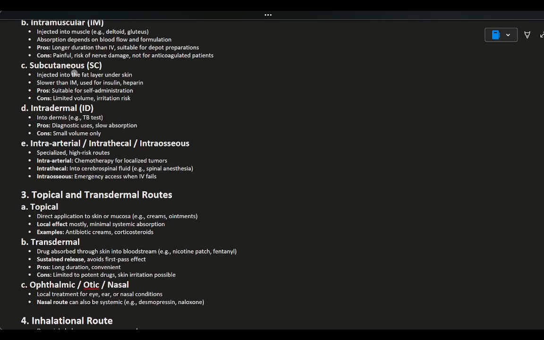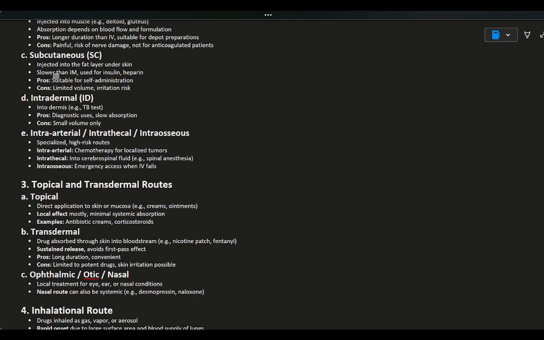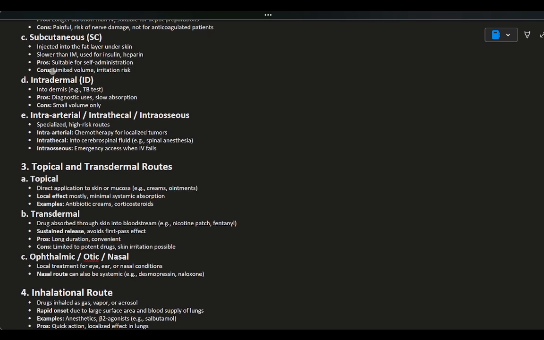You have your subcutaneous route, where drug is injected into the fatty layer that is located under the skin. It has slower onset than the intramuscular, but it can be used for insulin or another drug like heparin. The benefit of this is that it is suitable for self-administration, but the problem is that it can only have limited volume and there's risk of skin irritation.